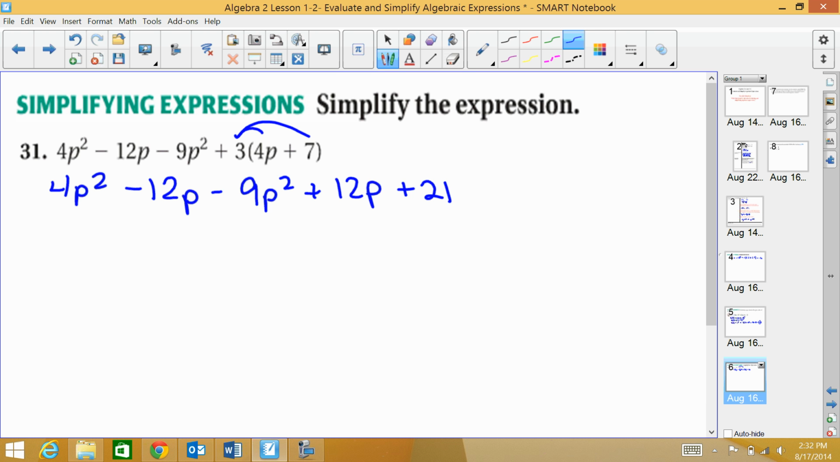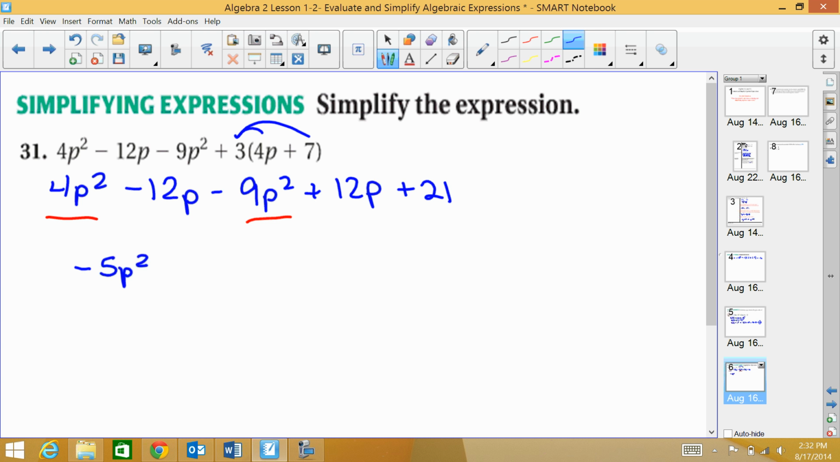So now we can look and see what terms we have alike. You always want to write your answer in what's called standard form. So you want to start with the one that has the highest exponent and then work your way down. So the highest exponent right here would be p squared. So I'm going to start with all of those and put those together. So 4p squared minus 9p squared would be negative 5p squared.